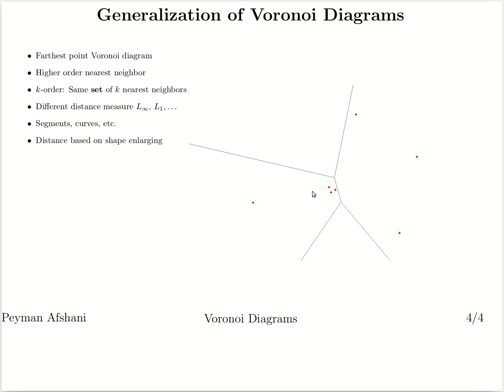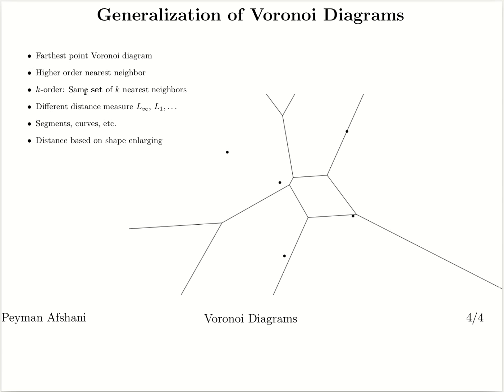The next generalization is the higher order Voronoi diagrams. This is based on this concept of higher order nearest neighbors, which essentially talks about the same set of k nearest neighbors. So this is a diagram that draws the second order Voronoi diagram. And so let's look at an example region. Any point inside this region has the same set of the first and second nearest neighbor. In particular, the first and the second nearest neighbors are this point and this point.